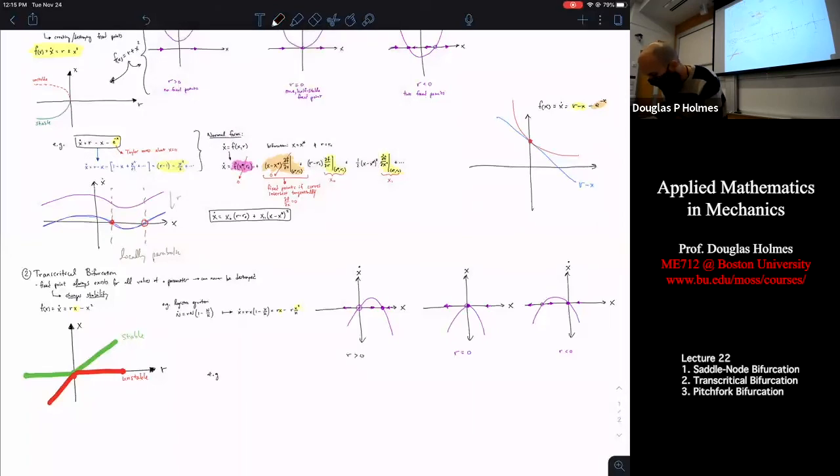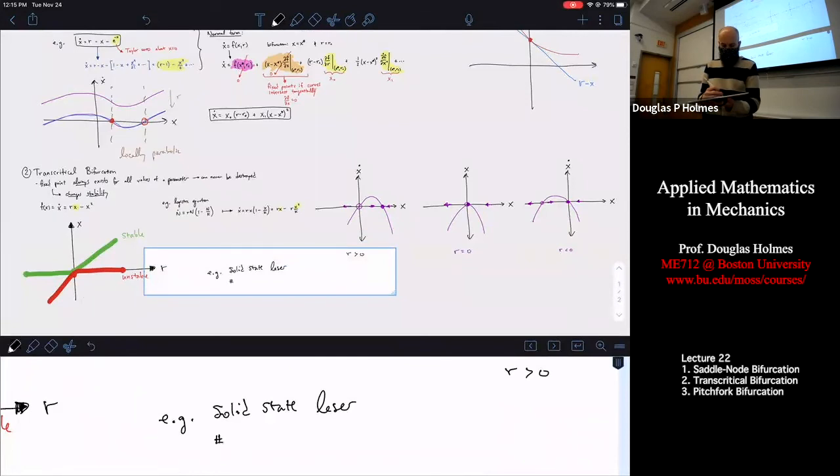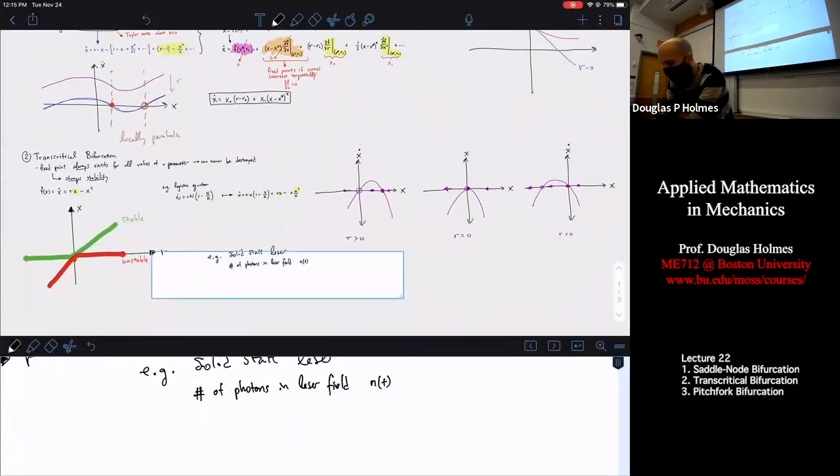Let's look at the model for a solid state laser. So I'm going to put some math behind the words I was just saying. You're going to have something where you can keep track of the number of photons in your laser field, we'll call it n of t. And the rate of change of the number of photons is going to be n dot, exactly what we want, something that's going to be kind of the dynamics of the system. The rate of change of the number of photons in the laser field is going to just be equal to the difference, the number that is gained versus the number that is lost.